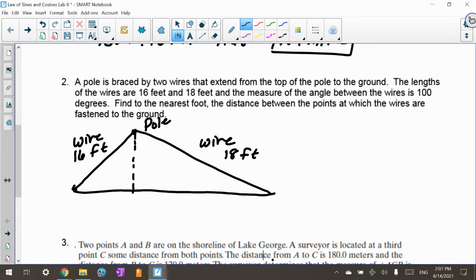Drives me crazy. The other thing they told us is that it was 100 degrees between the poles. So right here, my angle is 100 degrees. Between the wires, excuse me, not between the poles, but between the wires.